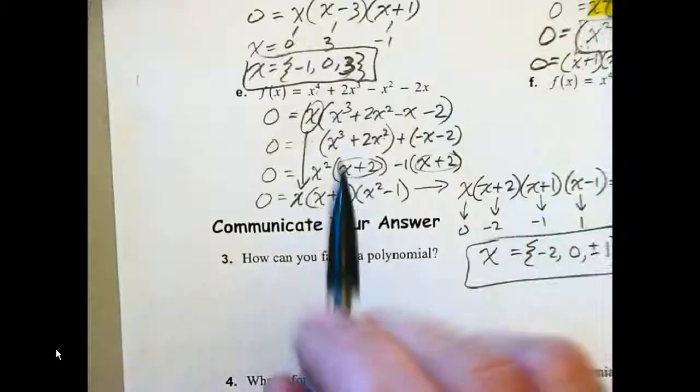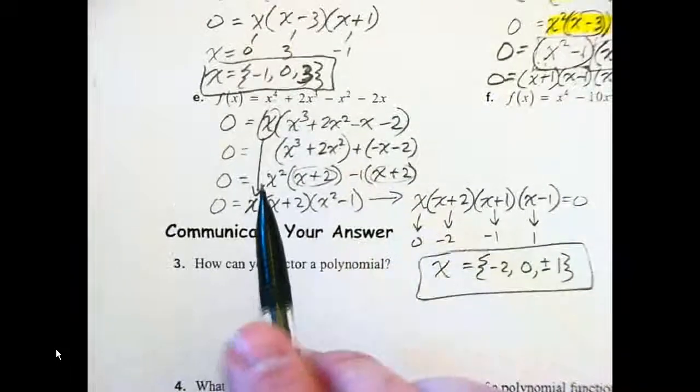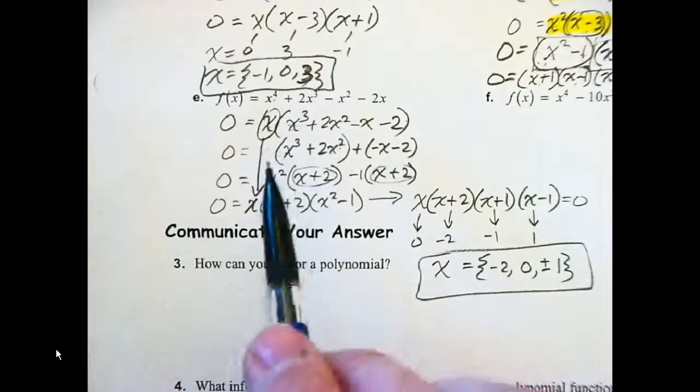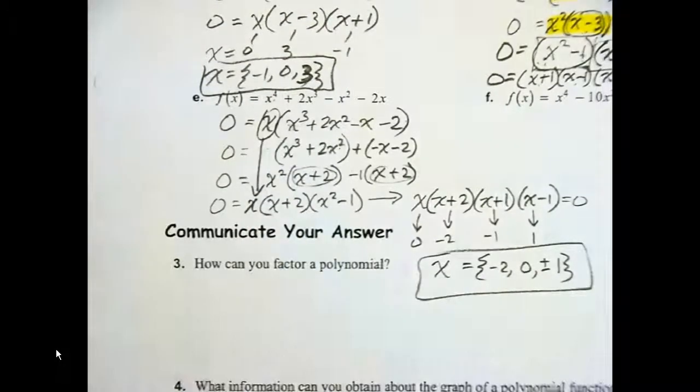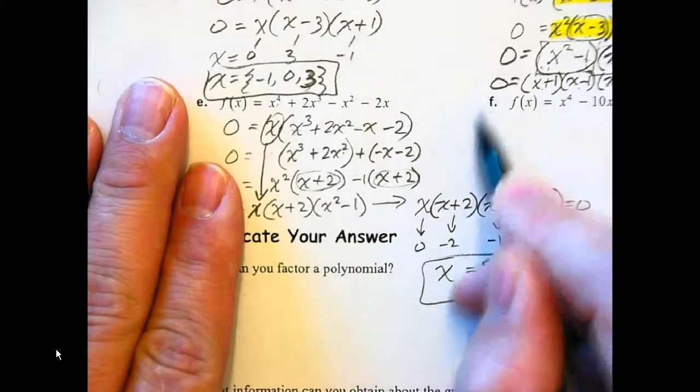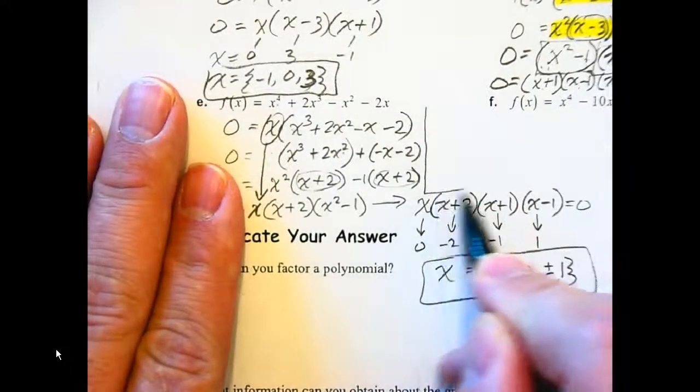Could this have 0 zeros? Yes, because the end behavior is going the same direction. It doesn't have to hit x. Okay, let's go through this next one.